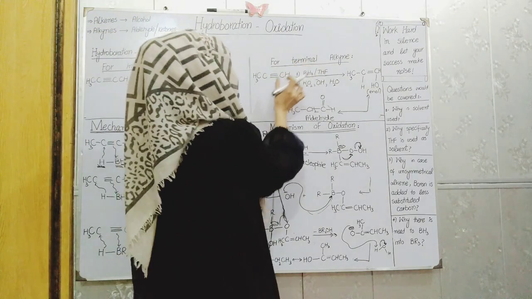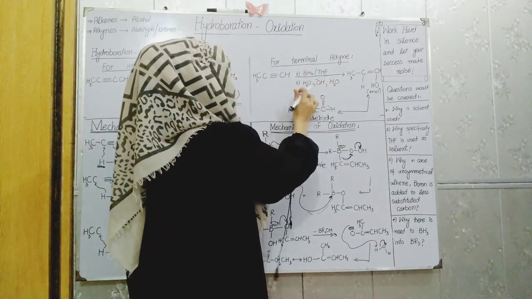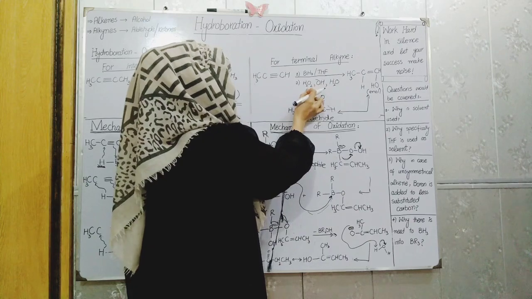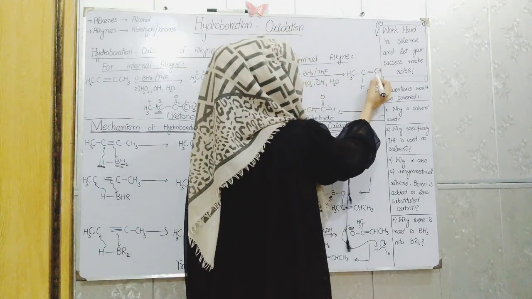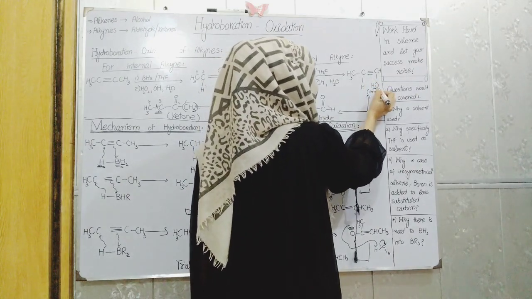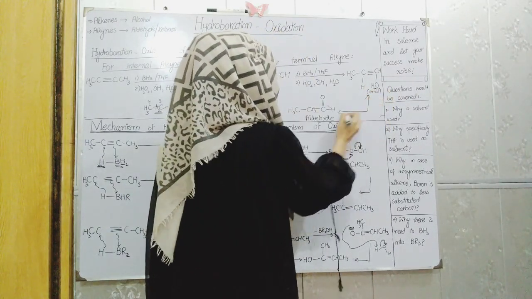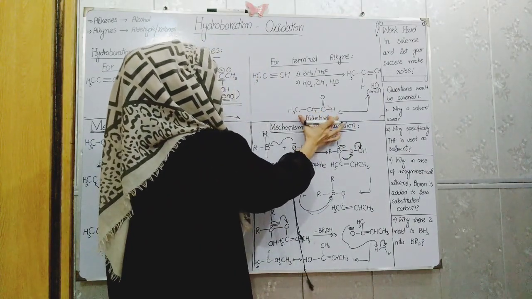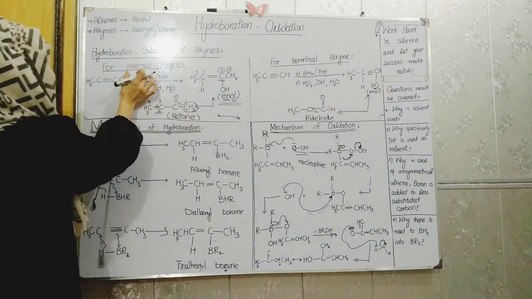And in the case of a terminal alkyne, same as we add borane and THF and then add the aqueous solution of hydrogen peroxide and hydroxide, then again an enol is formed. Because the carbon contains the double bond and alcohol functional group, this will be an enol, and this enol again tautomerizes into the final product, which will be an aldehyde in the case of a terminal alkyne and a ketone in the case of an internal alkyne.